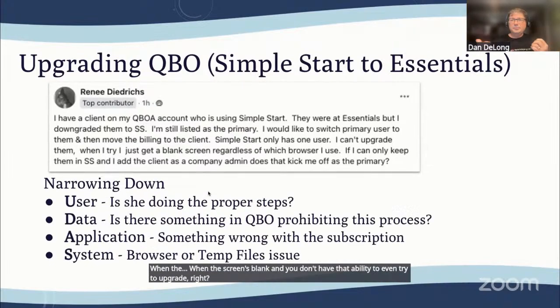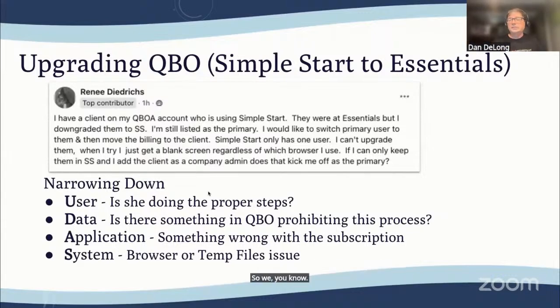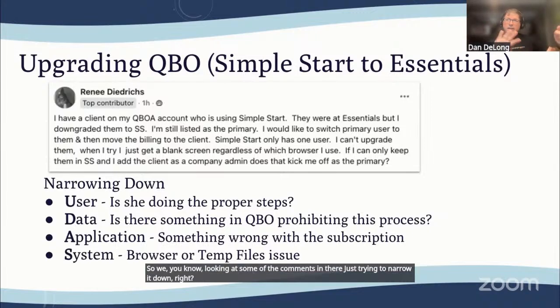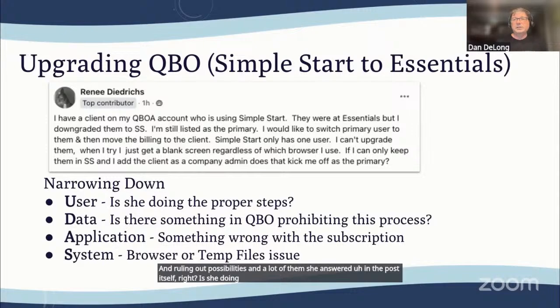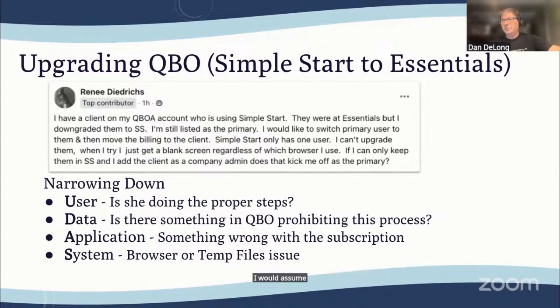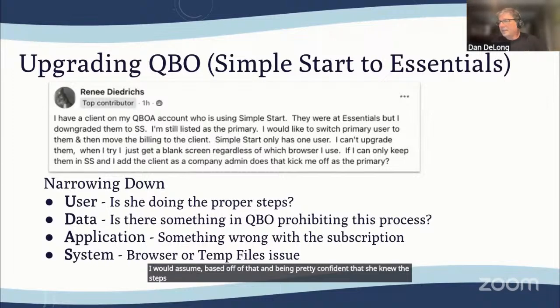So looking at some of the comments in there, just trying to narrow it down, right? And ruling out possibilities. And a lot of them she answered in the post itself, right? Is she doing the proper steps, right? So assuming she knows she's done a downgrade, so she knows how to change the subscription. I would assume, based off of that, and be pretty confident that she knew the steps to upgrade, right? So can I? Is there some?